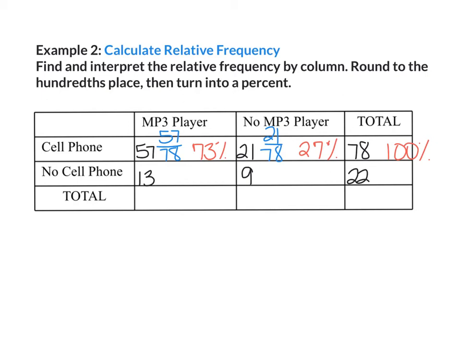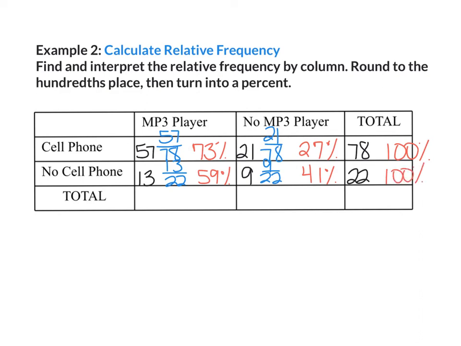Now for the next row, I'm going to take 13. This time I'm going to divide by 22 because it's the total in that row. 13 divided by 22 gives me approximately 0.59. I'm going to multiply by 100. That gives me 59%. The next cell, I'm going to take 9, divide by 22, which is the total in that row. When I divide, I get approximately 0.41. I'm going to multiply by 100. That gives me 41%. Now I'm going to add across. 59 plus 41 gives me 100%.